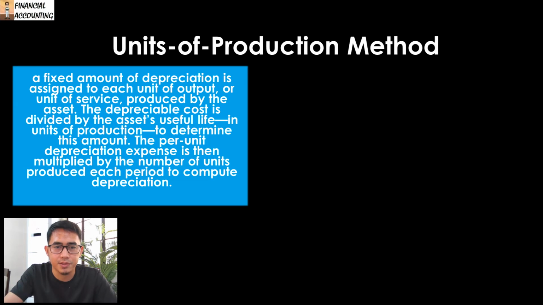Units of production method. This is a depreciation method which uses a fixed amount of depreciation for each unit of output or units of service produced by the asset. The depreciable cost is divided by the asset's useful life in units of production to determine this amount. The per unit depreciation expense is then multiplied by the number of units produced each period to compute the depreciation.